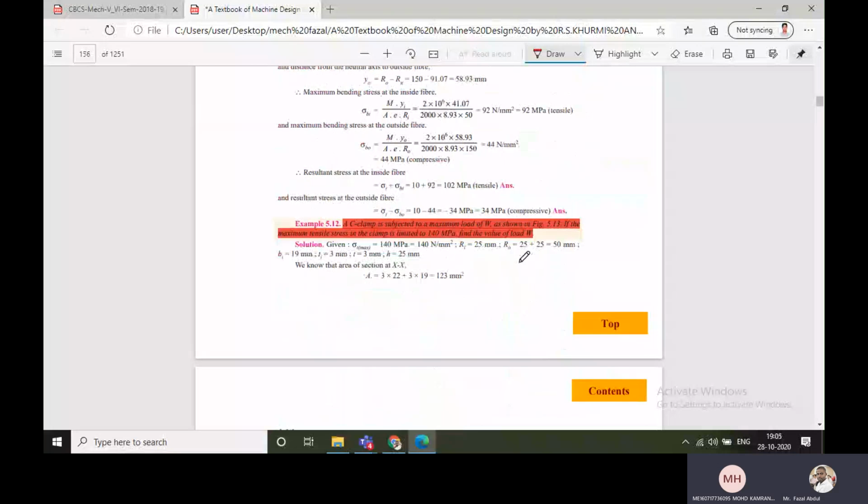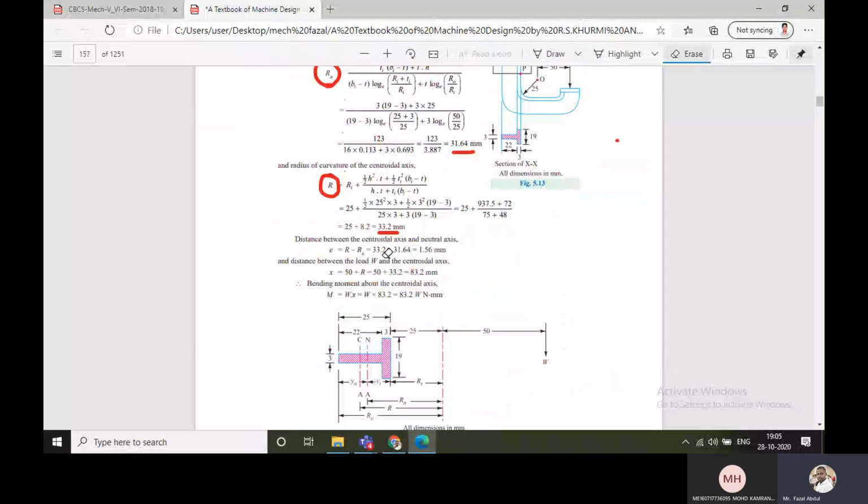So after calculating the Rn value and R value, he calculated the eccentricity. What is eccentricity? Eccentricity is R minus Rn. He calculated that also. How much did he get? He got 1.56.